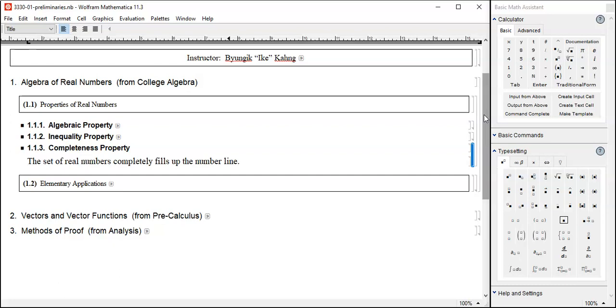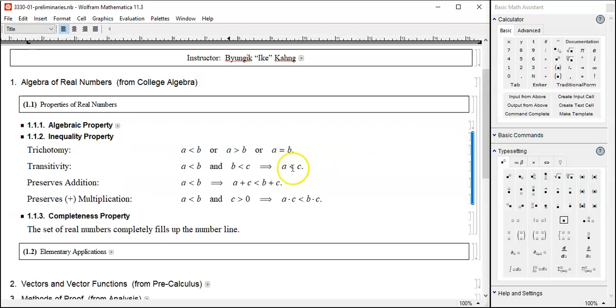Now the first two properties are not really worthy of our class time in a 3000 level course. Let's talk about the third property briefly. What do you mean by this? Let's go back to the first inequality property, the trichotomy. What does it mean? Given a pair of real numbers a and b, one and only one of these three holds: a is less than b, a is greater than b, or a and b are equal.